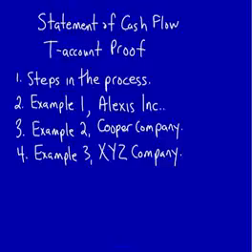Next, we're going to do example 1, Alexis Inc., which is a more basic example. Example 2, Cooper Company, is a little bit more complicated. And then example 3, XYZ Company, has 2 different proofs that you have to do. Let's start with the steps in the process.